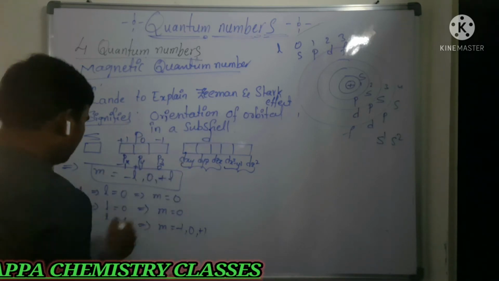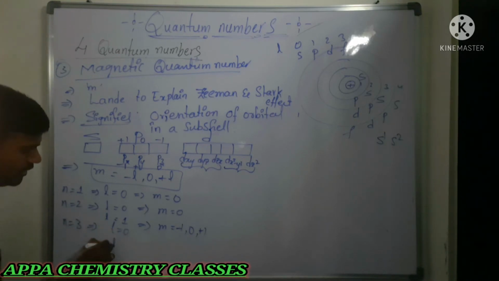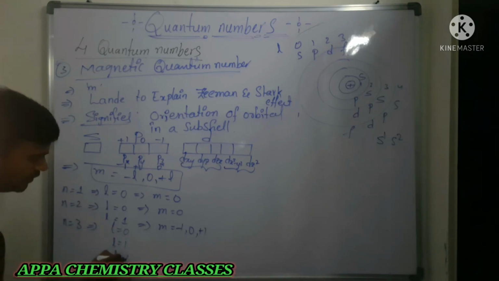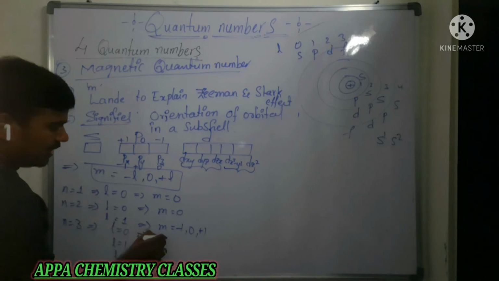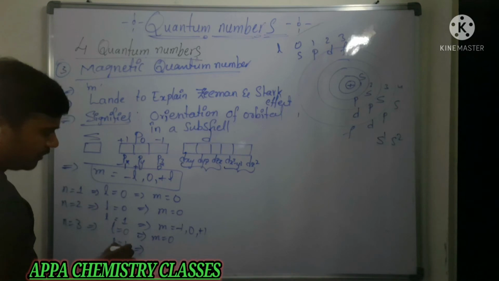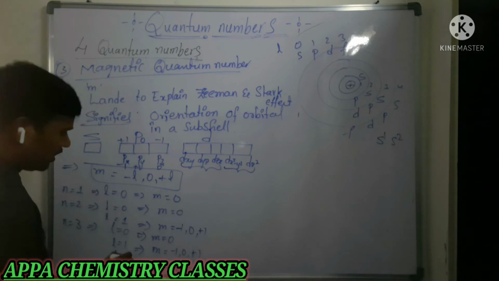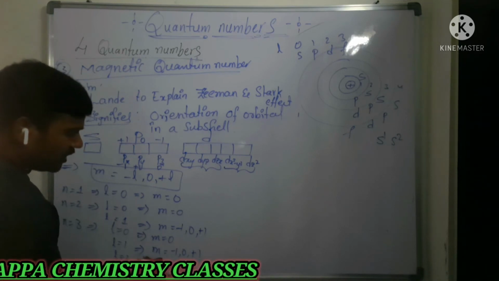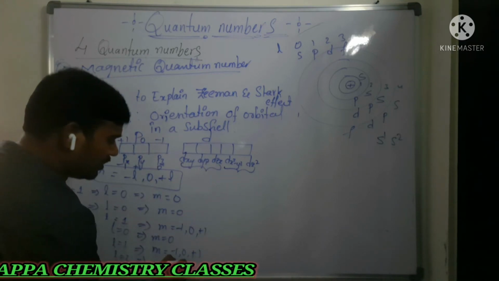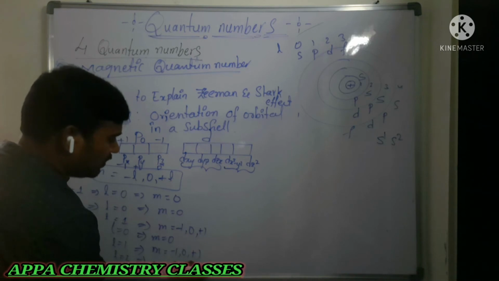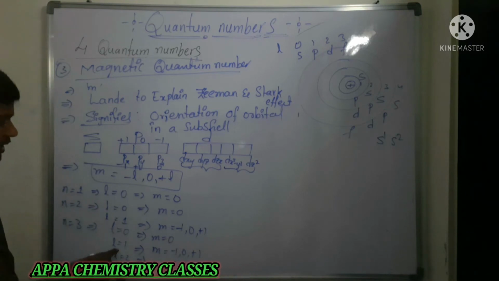Now for n is equal to 3, the third energy cell, what are the possible values of L? L is equal to 0, 1, 2. So 3 values are possible for n is equal to 3. If L is equal to 0, M is also 0. If L is equal to 1, M value will be minus 1, 0, plus 1. If L is equal to 2, M values are possible from minus 2 to plus 2: minus 2, minus 1, 0, plus 1, plus 2. How many possible values are there for L is equal to 2? 5. For L is equal to 1, 3.